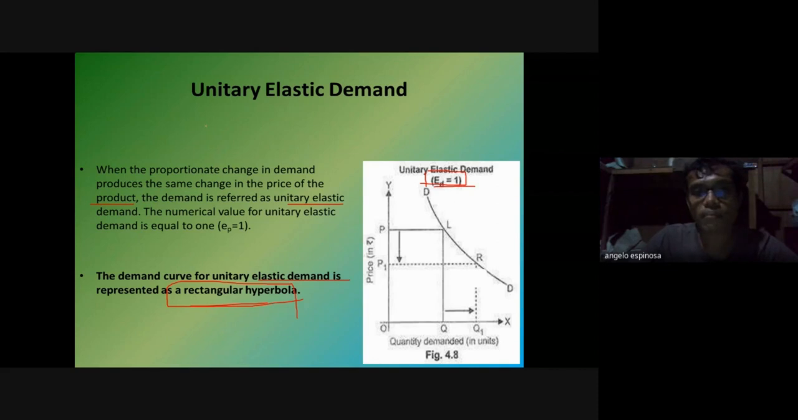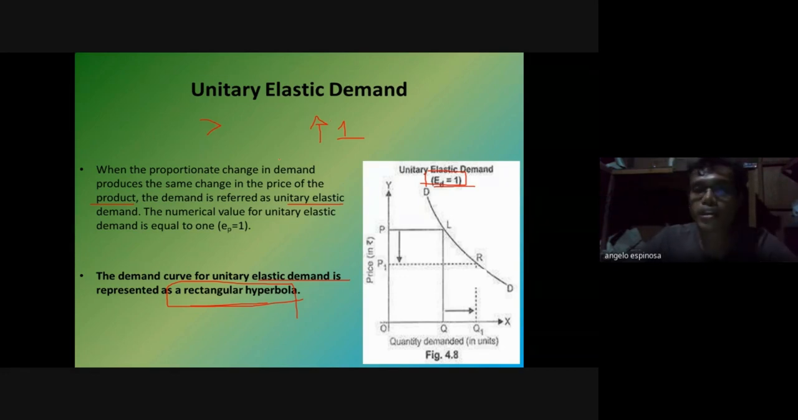Kaya siya equals to 1 because if there is an increasing of quantity demand, let's say 1, quantity demand is increasing, no? The price of the product is affected. Okay? So, bababa. Kasi nga, doon tayo sa law of demand, ha? Sabi doon sa law of demand that when the price is increasing, the quantity demanded is decreasing.